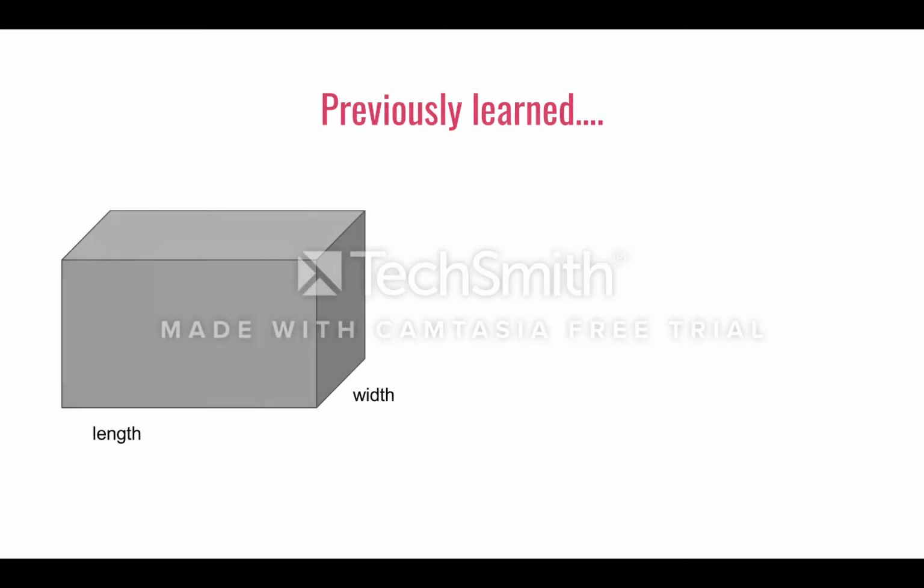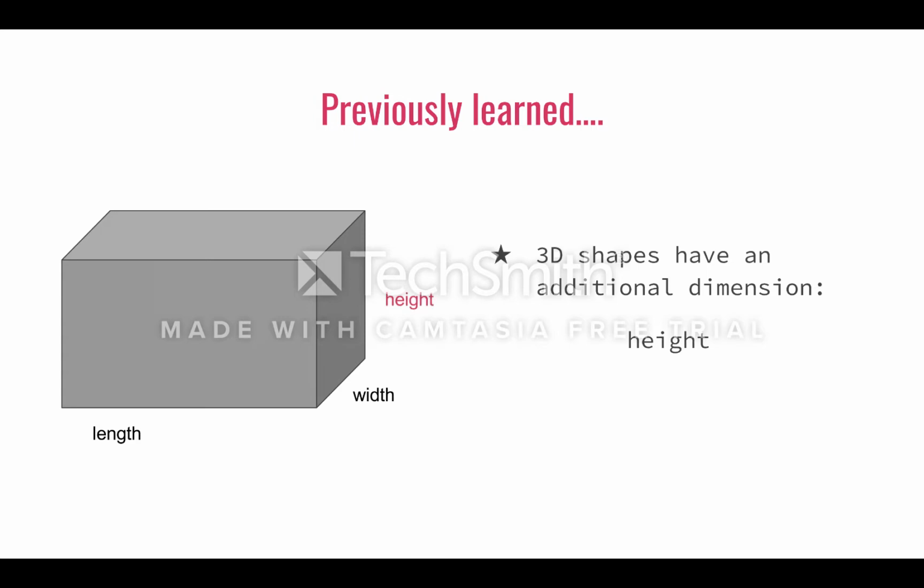We also have talked a little bit about 3D shapes, and 3D shapes have a third dimension. So they have length, width, and they also have height. You can use these dimensions, length, width, and height, to find the volume of an object, or in other words, the amount of space that object takes up.